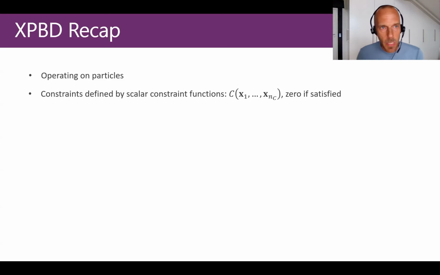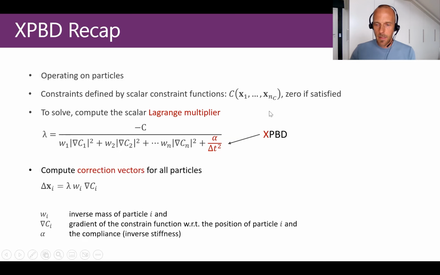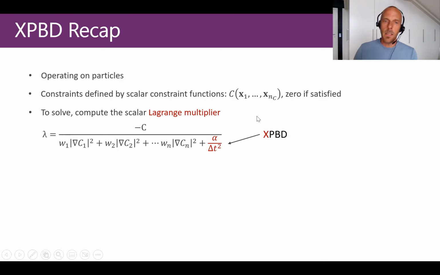Now, I also have to give you a brief recap of XPBD, extended position-based dynamics. Here we operate on particles, and we have a bunch of constraints. And each constraint is defined by a constraint function. It's a scalar function that takes as input the positions of the particles that participate in the constraint, and it produces a number that is 0 exactly when the constraint is satisfied. So for any constraint function, we can compute correction vectors for these particles such that the constraint is satisfied, or we can bring the particles closer to a state where the constraint is satisfied.